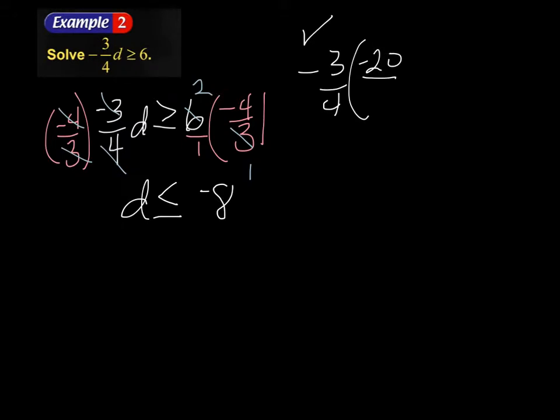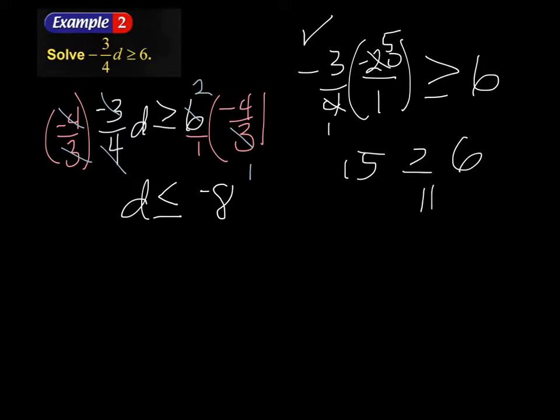I wanted a multiple of 4. So I hope that is greater than or equal to 6. The 20 cancels with the 4. So I have negative times negative is a positive. 15 is greater than or equal to 6. Yes, it is.